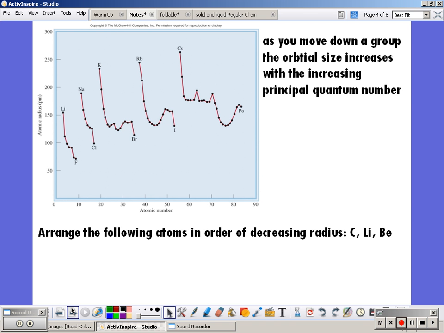So if we want to arrange the following atoms in decreasing order, we would want to start with the one that would be the largest and go to the smaller one. So we would say the largest is going to be lithium, followed by Be, and then finally carbon: lithium, beryllium, carbon. Because they're adding electrons to the same energy level, the effective charge is increasing, causing the atom to decrease in size.